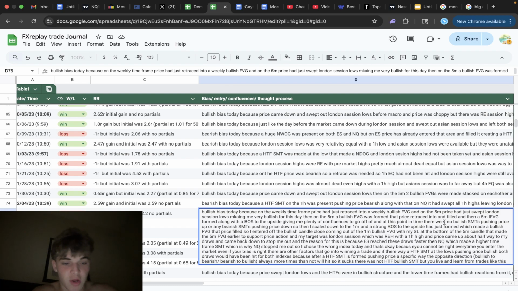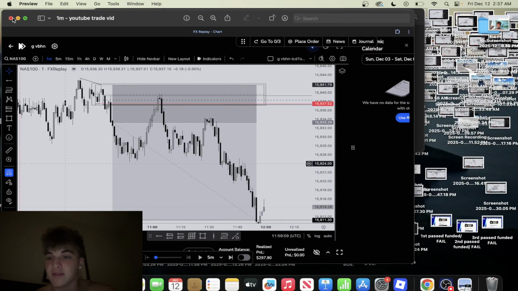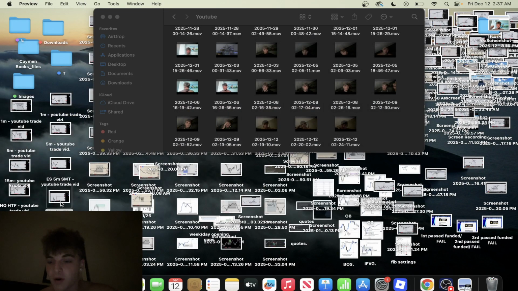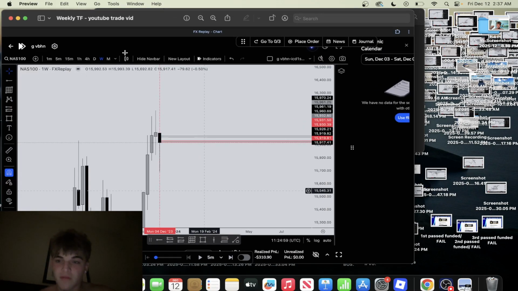At this point in time, there were no bullish SMTs pushing price up or any bearish SMTs pushing price down. That's going to be important later in this explanation. But as y'all can see here, boom. This was the weekly time frame. And usually, this high time frame, meaning the weekly, doesn't go into my bias on daily trades.